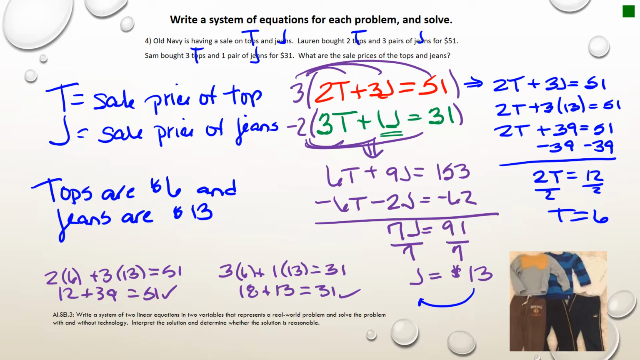It does. Now, I'm with Sam. I'd rather have more tops and just wear my jeans over and over again because, you know, you can wear jeans more than once.